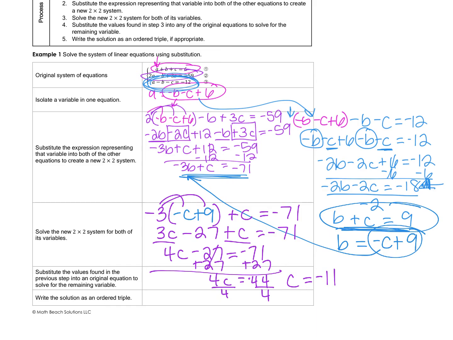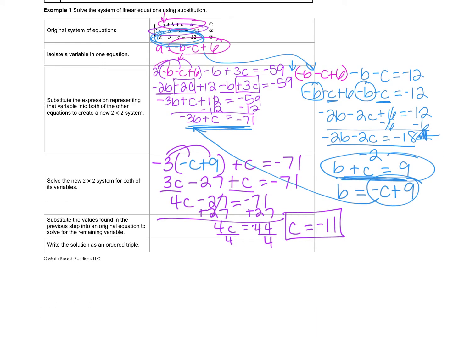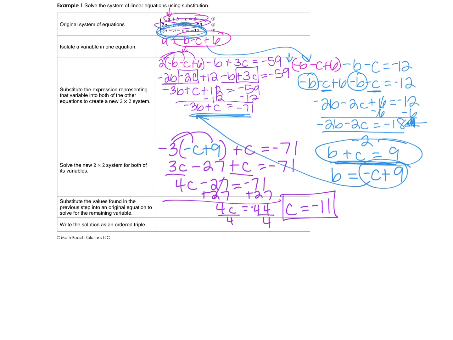All right, so once we know C, then we can solve for another variable. What I would suggest is to use this equation that we just found, because it'll be easy to find B. So I'm going to substitute that in. B equals negative, but I'm plugging in a negative 11 for C. So overall, that makes a positive 11 plus 9, which gives you 20. So we found B to be 20.